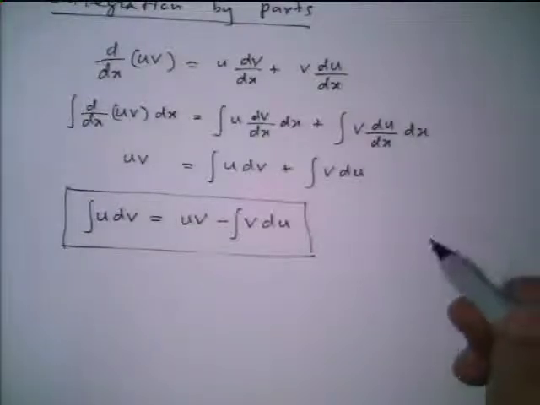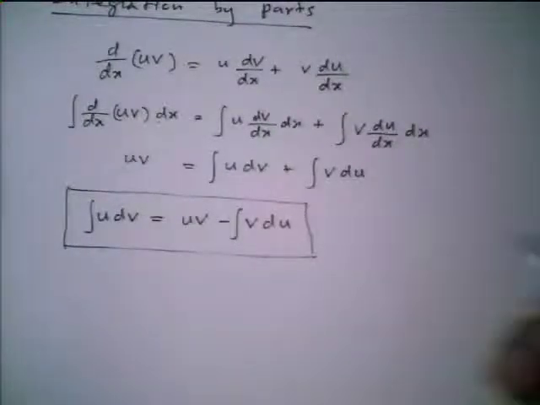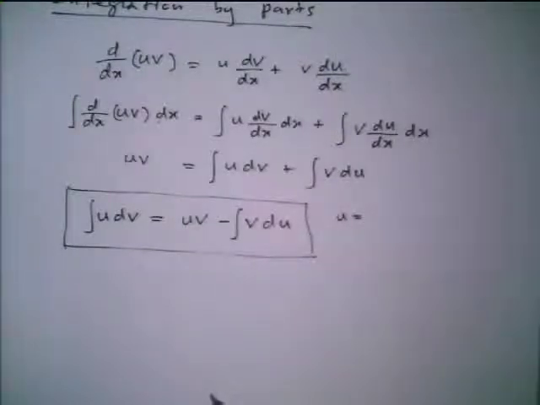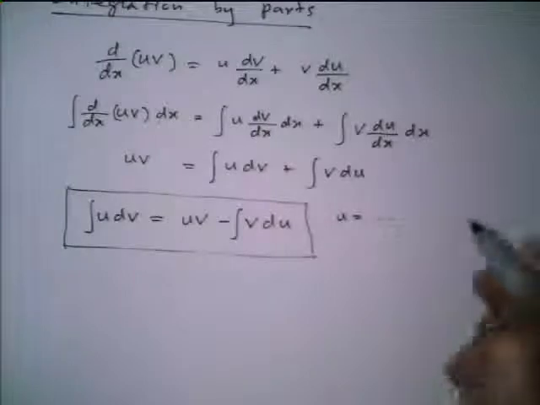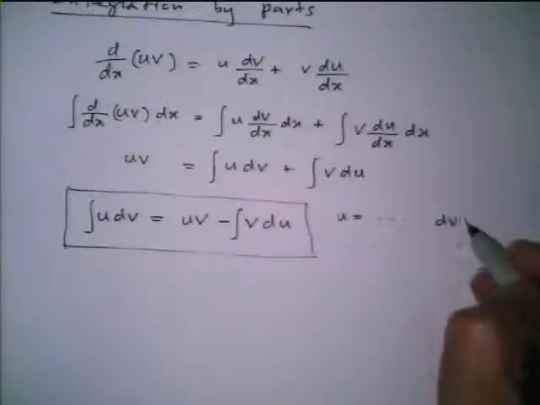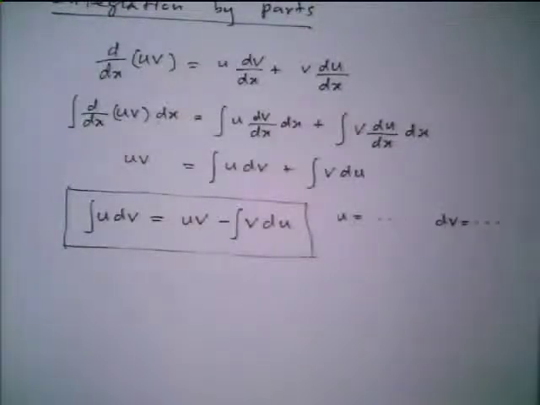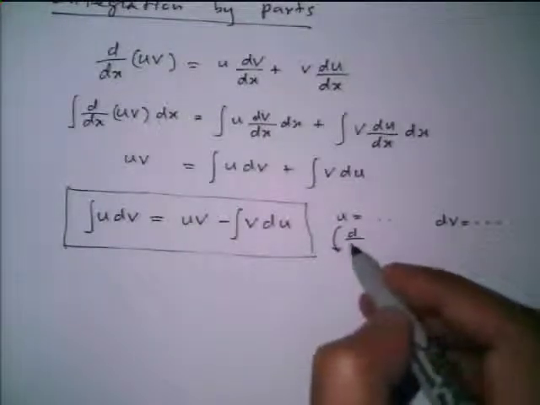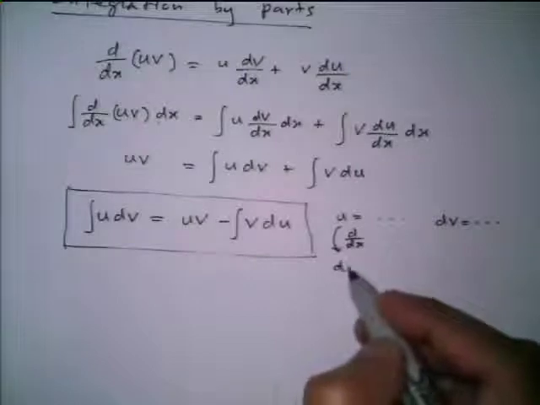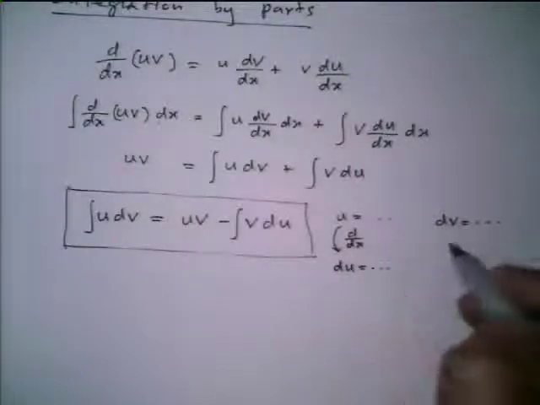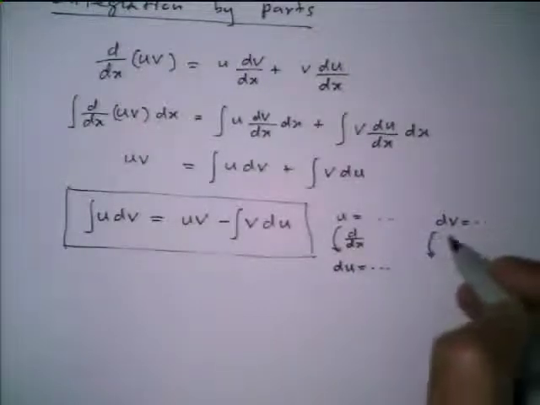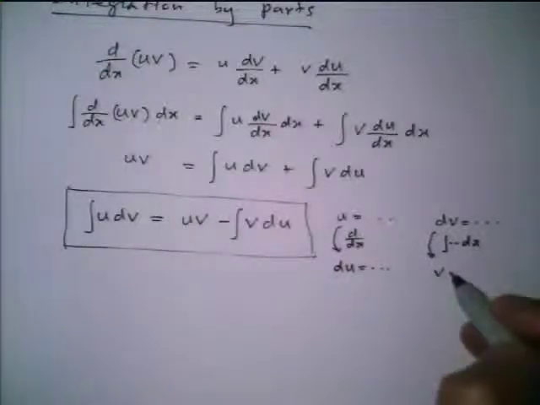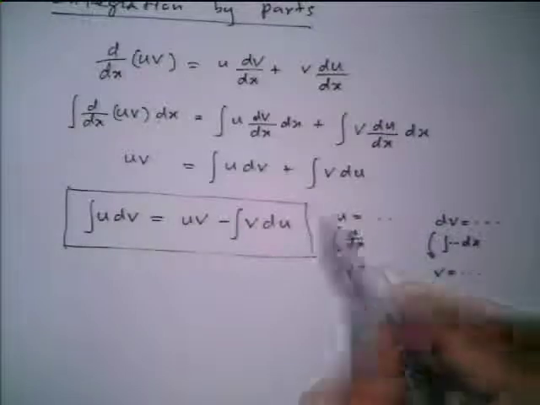So in the theory part, what we normally do, you're going to pick u first, whatever the function. And you're also going to pick dv first. So these two you're going to pick. The first one, you take the derivative, and then you find du. The next one, you integrate and find v.